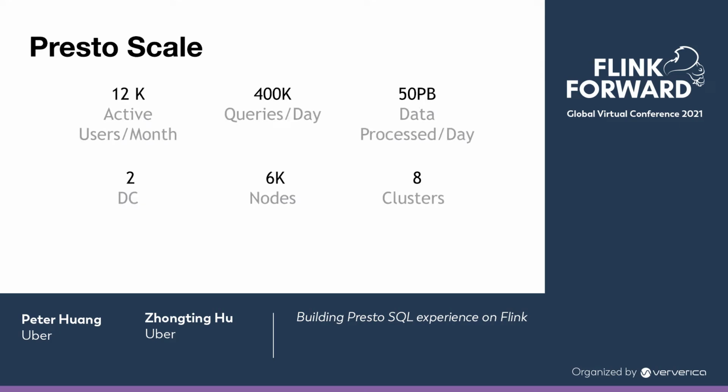On the Presto side, we have about 12,000 monthly users. It handles 400K queries per day. All those queries process 50 petabytes of data every day. Our Presto team currently operates 6,000 nodes in eight clusters in 2 different regions. And 2 of them are batch clusters, mainly for ETL.